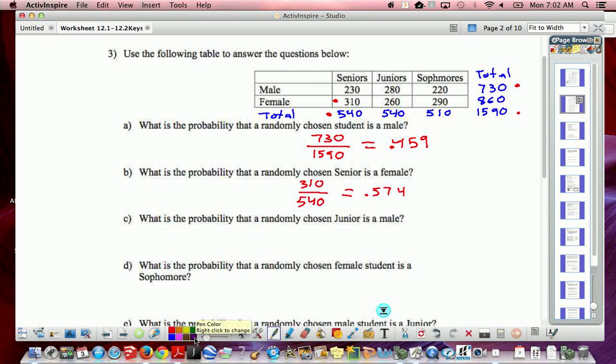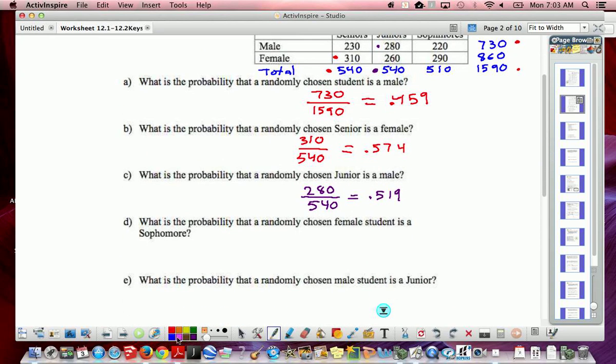Look at the next one. What is the probability that a randomly chosen junior is male? Well, we have 540 juniors, 280 which are male. So 280 over 540, so that ends up being 0.519.